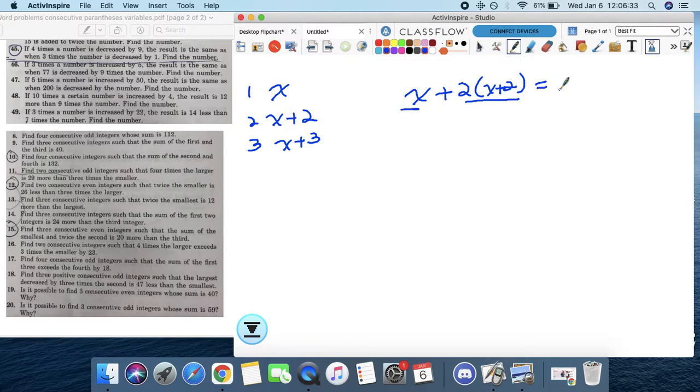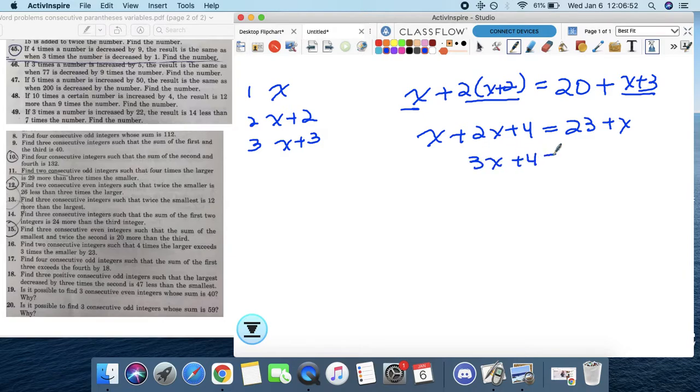is 20 more than the third, which is represented by x plus 3. Okay, x plus 2x plus 4 equals, I'm going to combine like terms, 23 plus x. Here we have 3x, and combine them again, plus 4, 23 plus x. Let's get rid of the small variable here, minus x minus x, and get 2x plus 4.